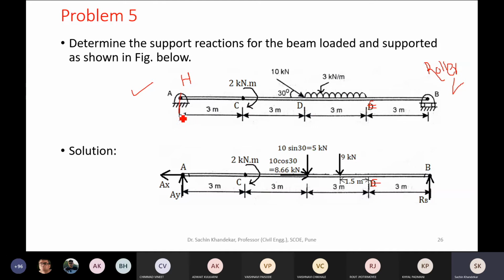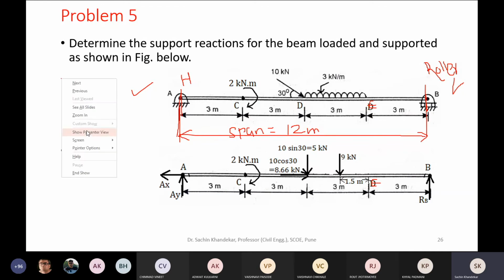And the total span of the beam is how much? Span means the distance between centers of the supports. This is called the total span. So the total span of the beam is 3 plus 3 plus 3 plus 3, that means 12 meter. So what do you mean by span? Span is the distance between centers of the supports. I hope you have understood this problem. Now the question is to determine the support reactions.